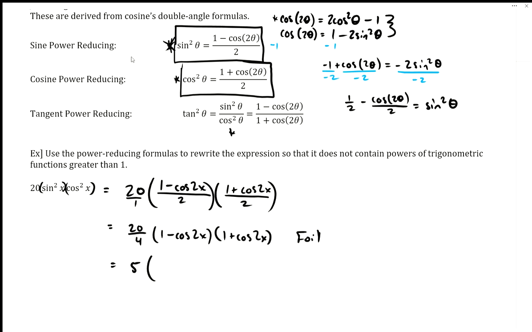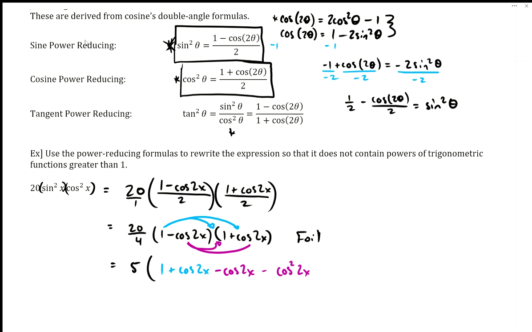So I'm foiling. So 1 times 1 is 1. 1 times cosine 2x is cosine 2x. And then negative cosine 2x times 1 is negative cosine 2x. And then negative cosine 2x times positive cosine 2x. So those are the same cosine functions getting multiplied. It is minus in front, but the same thing times itself would mean that it's squared. So cosine squared 2x.